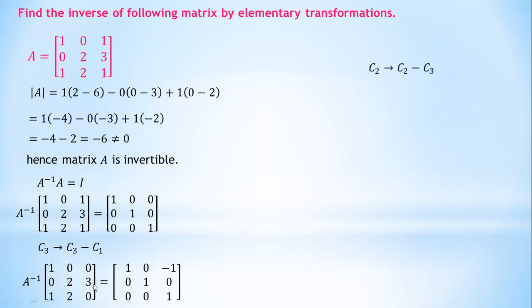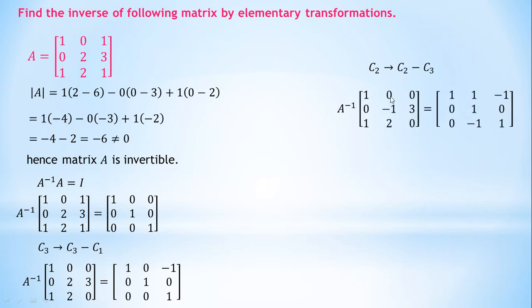So what will be the transformation? See, here it is possible to use C2 changes to C2 minus C3. See, C2 minus C3. This is also one transformation to get 1 here. Or you can divide by 2 also, means another transformation is also there. If you divide C2 by 2, then you will get directly 1 here. But by this transformation, what will you get? See here.